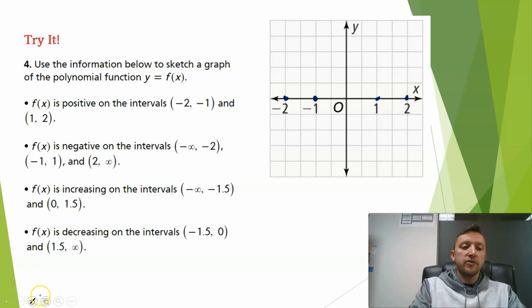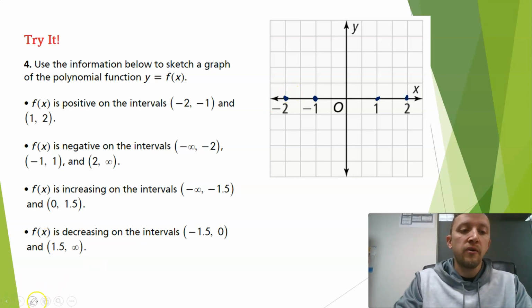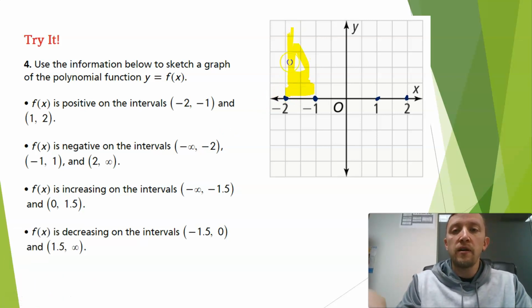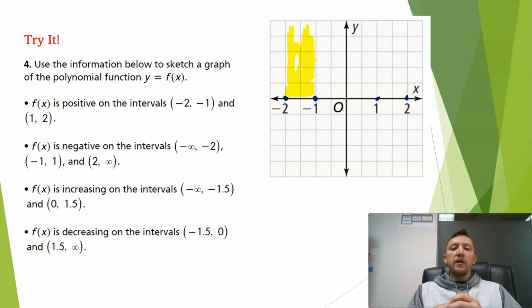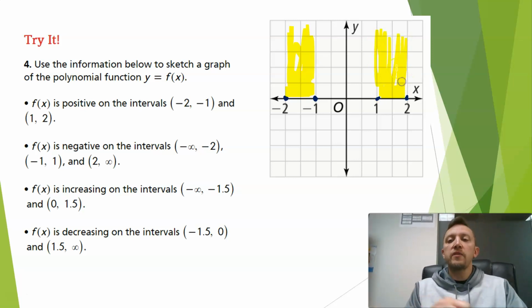All right, so let's shade those regions. Let me switch over to a highlighter here. Again, it's positive in between where x is -2 to where x is -1. So in that region, it would be positive. It's going to be positive, again, in the region from where x is 1 to where x is 2.